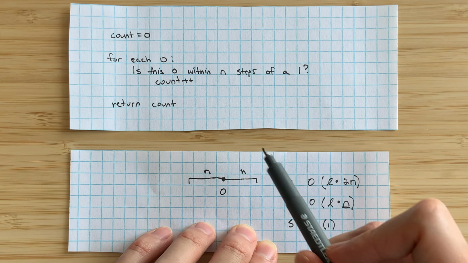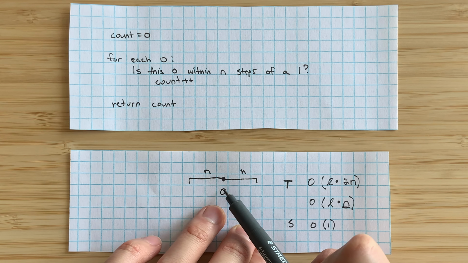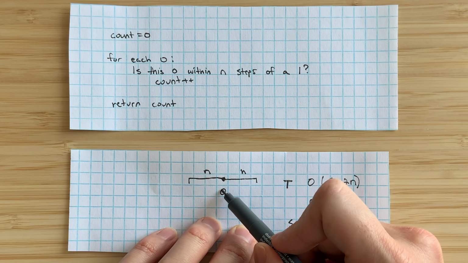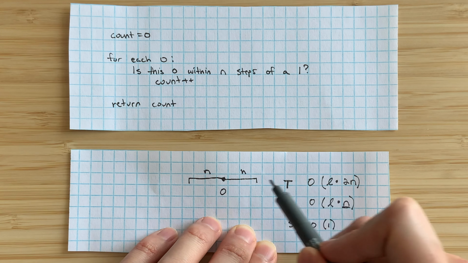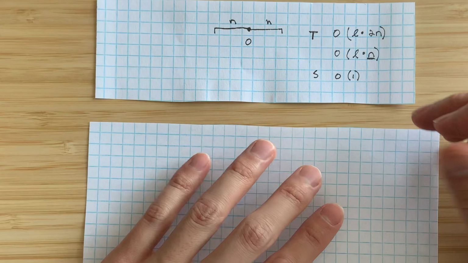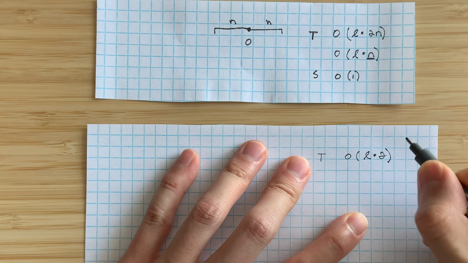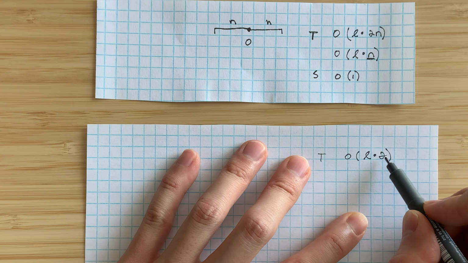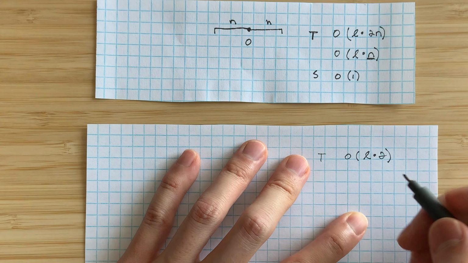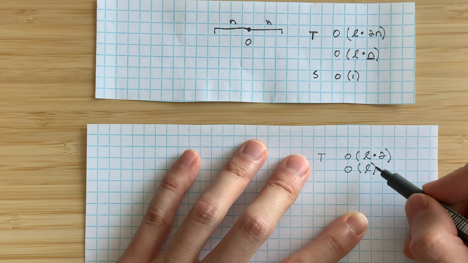This comes up when we're trying to answer the question, is this 0 within n steps of a 1? If we had perfect information about the ones that are closest to this 0, then we could just measure the distance between this 0 and the ones on either side, if there are any. And if we manage to do that, then our algorithm would be time O of L times 2, because we would have to measure two distances, between the 0 and potentially one on this side and potentially one on the left side, which would simplify to O of L, where L is the length of the string.